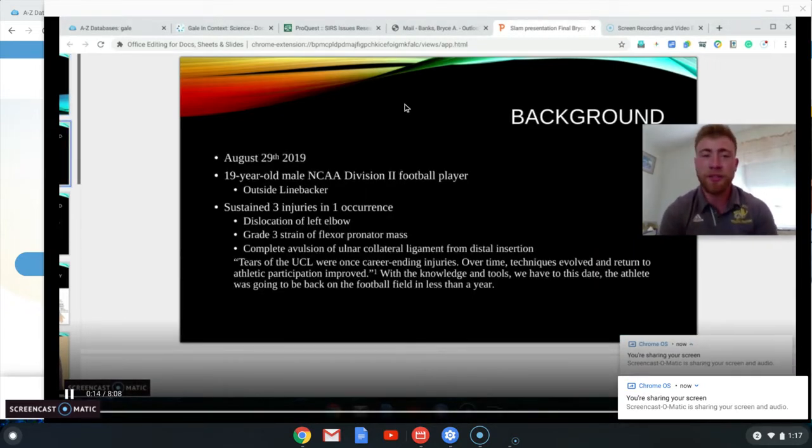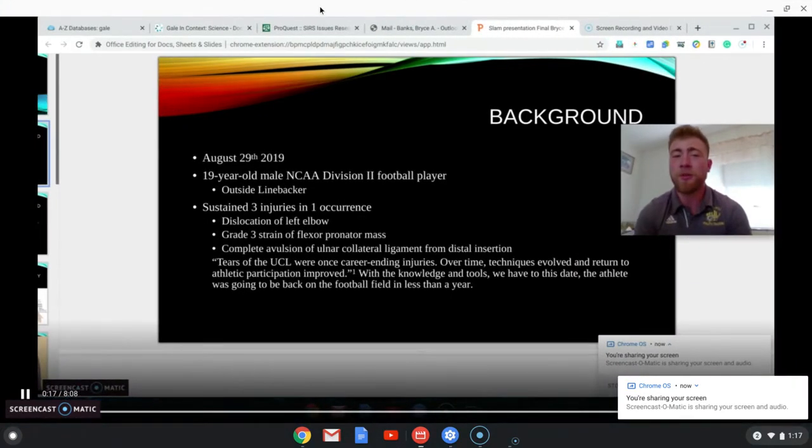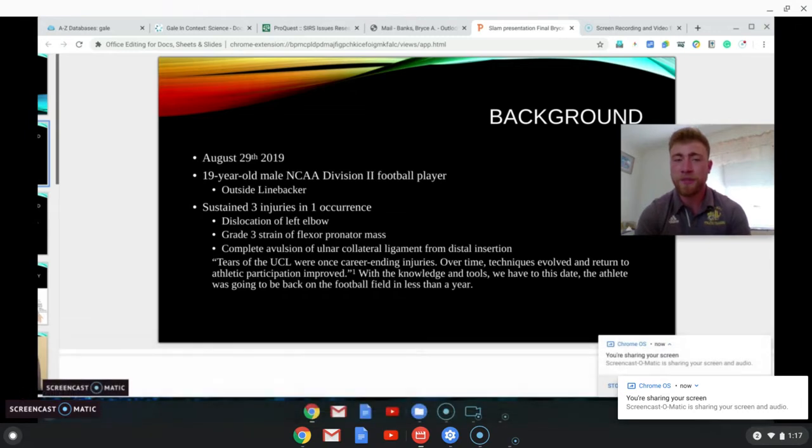So a bit of background information on this injury. It occurred on August 29th, 2019. It was a 19-year-old male athlete. He was a Division II NCAA football player, and he was a defensive outside linebacker.